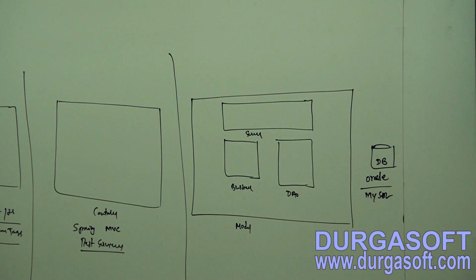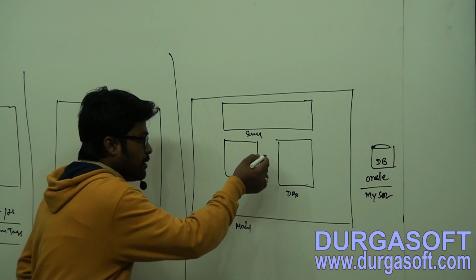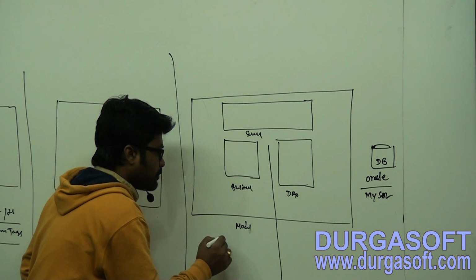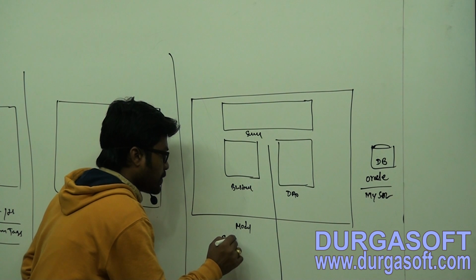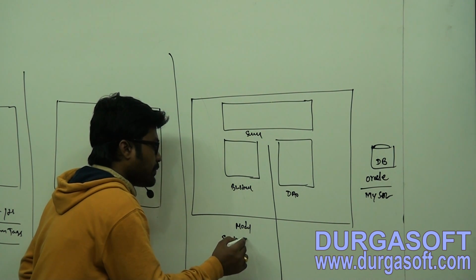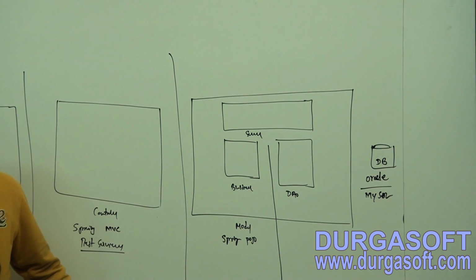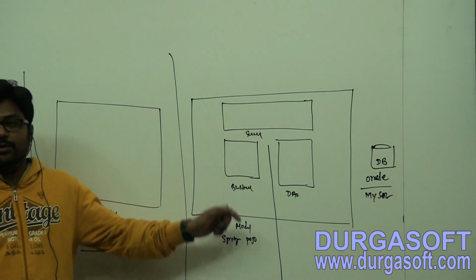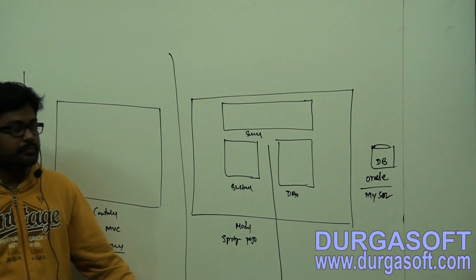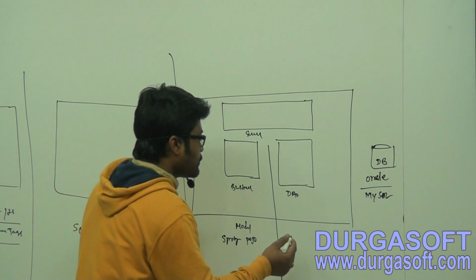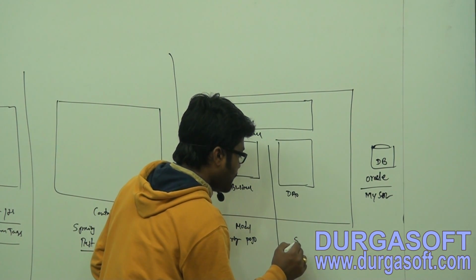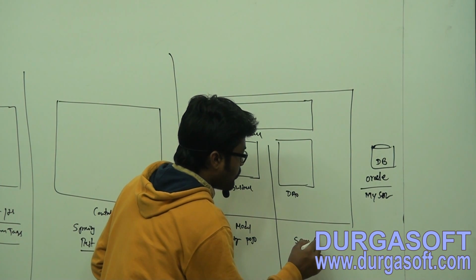So my choice is architecture here. For the model layer, for building businesses, I want to use Spring with simple POJO classes here for business. And for DAO, my choice here for DAO is Spring ORM.